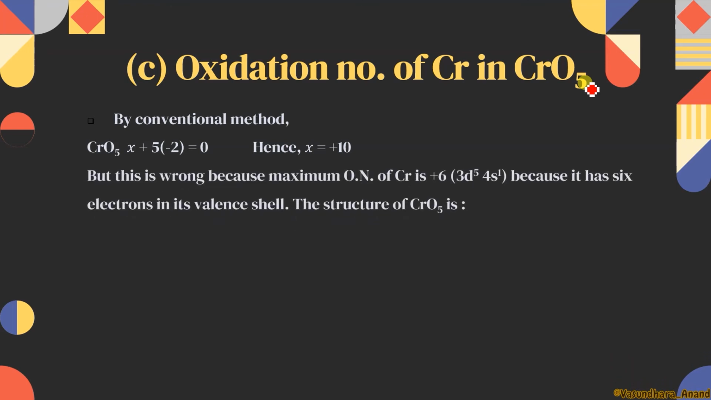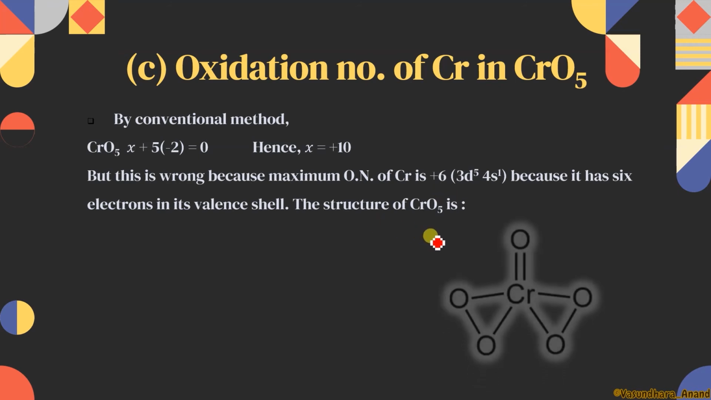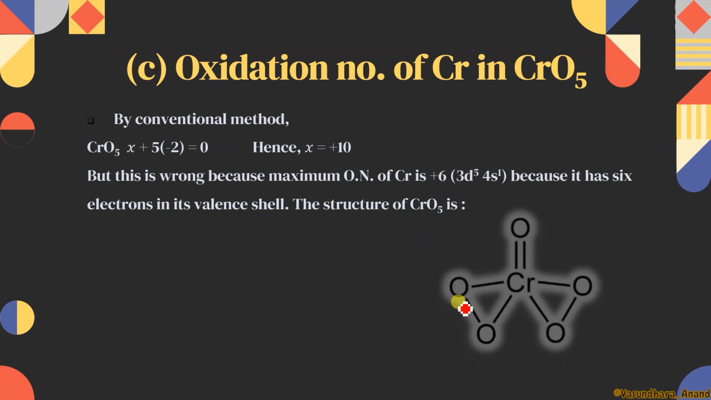Chromium is +6. So if we do that, how many peroxide bonds will it have? It will have 2 peroxide bonds. Check this one peroxide bond, here it is minus 1. Minus 1. How will you know how many peroxide bonds there are?